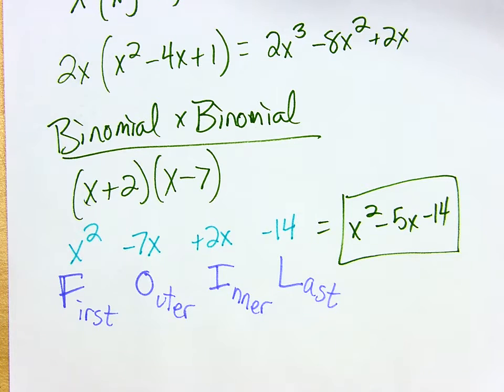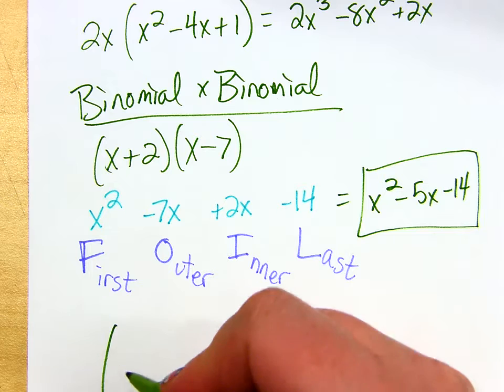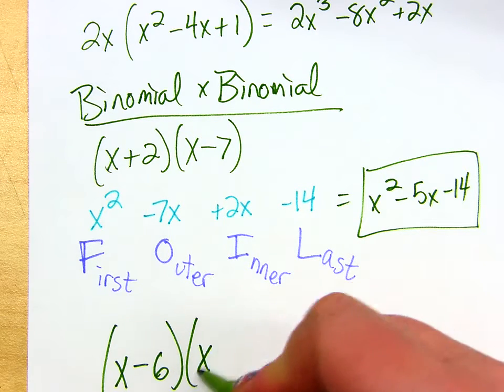Okay, so you try this one. Multiply these two together for me. How about x minus 6 and x minus 3?